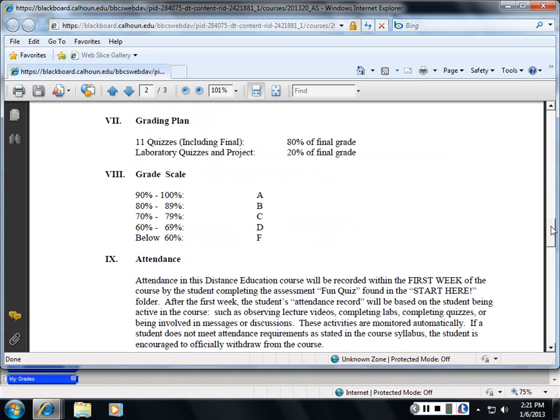Grading plan. There will be 11 quizzes, including the final. This will constitute 80% of your final grade. 95% of the questions for those quizzes will come directly from the question sets that you either get in the binder that you would purchase at the bookstore, like I said, for 20-some bucks, which has a printout of all my lecture slides and the question sets. Or, like I said, you can look at the PDF files in each chapter and get those question sets there.